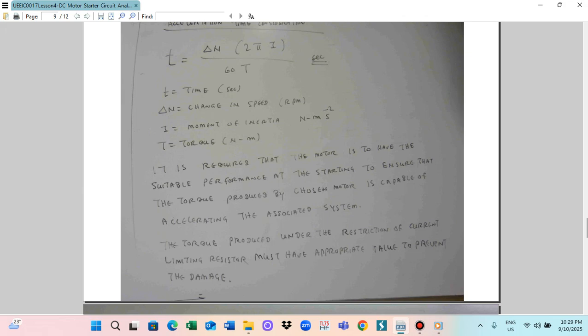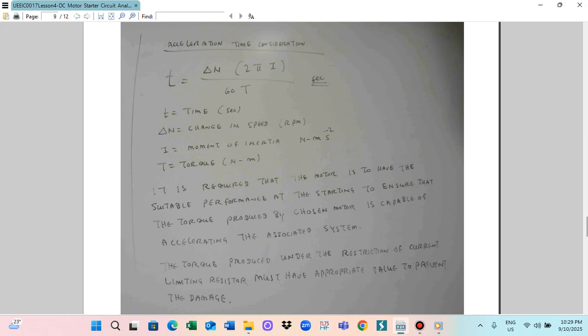So this equation is a formula for when the motor speed changes. I is the moment of inertia, delta N is the change in speed, T is the torque. So when the motor speed changes, torque is produced and it gives the acceleration time. So this is the equation for the acceleration time. When the speed changes, the acceleration time can be calculated.